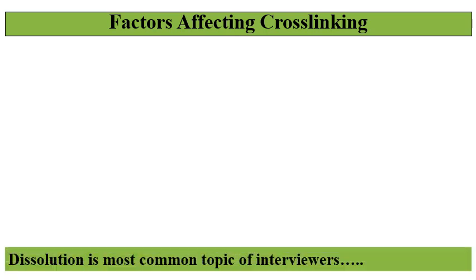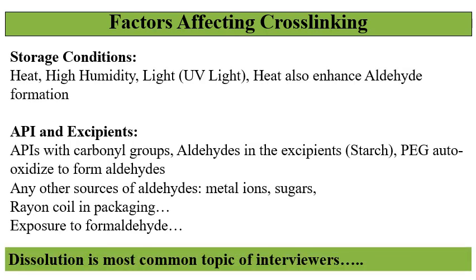Then what are the factors affecting cross-linking? Why does this cross-linking happen? It happens due to heat, high humidity, sometimes light, and also the variation in the heat and humidity will have an impact on the cross-linking. Heat may also enhance aldehyde formation, and this aldehyde formation will lead to the cross-linking. So these are the storage conditions.